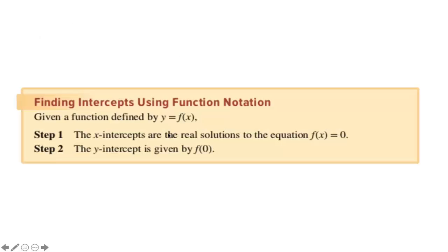Okay, given a function, we need to understand a couple of concepts, and one of them is the x-intercept, and that's where the graph crosses the x-axis. So to find the x-intercept, we set the function equal to 0, because when the function is equal to 0, that means the y value is 0, and that's exactly where the function crosses the x-axis. And then to find the y-intercept, we plug in 0 for x.